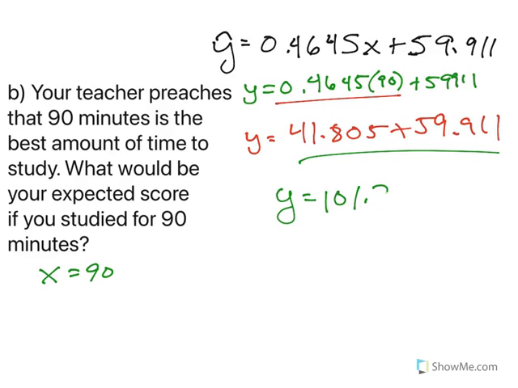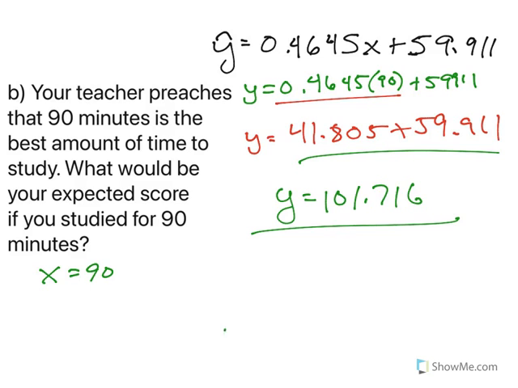If we study for 90 minutes, you'll notice that your expected score is a 101. But the test is only out of 100. So this is where you're thinking, that's not possible. It's only out of 100.